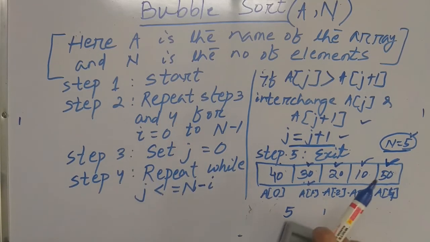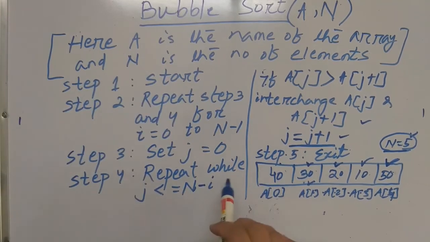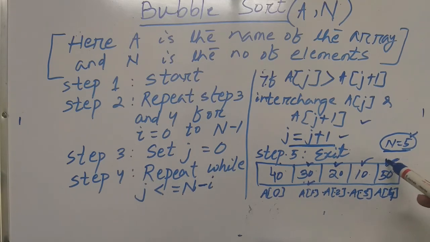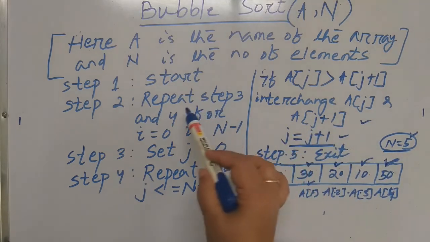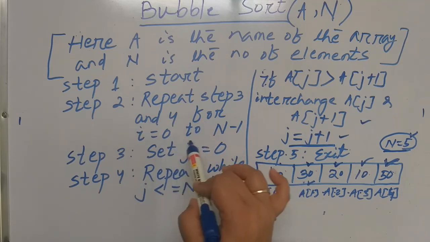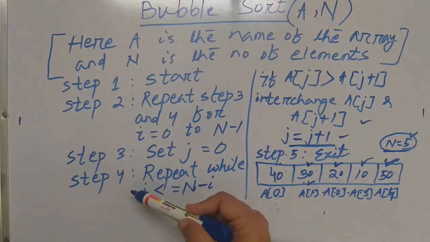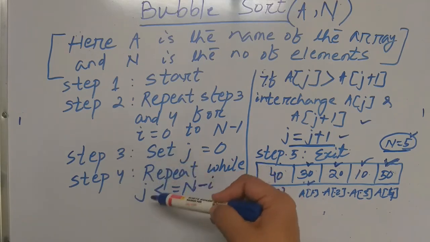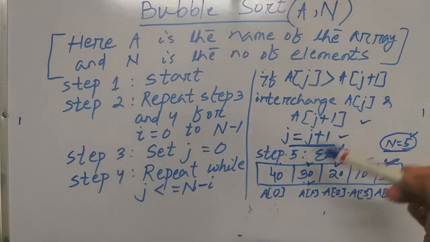Then we repeat while j is less than or equal to n minus i. That means we repeat our algorithm up to this point and stop there. Whenever we stop the algorithm, this is the end of the first pass. Then we go to the second step: repeat steps 3 and 4 for i equal to 0 to n minus 1. So these are steps 3 and 4, where we compare and interchange after the first pass finishes.